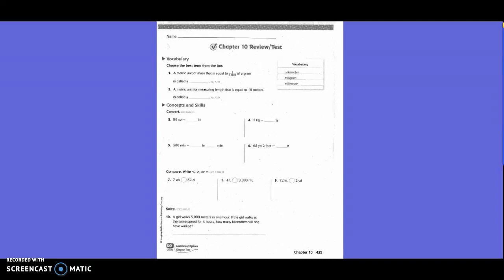Fifth grade, Chapter 10 review, vocabulary. Choose the best term from the box. A metric unit of mass that is equal to 1,000 of a gram is called a milligram. A metric unit for measuring length that is equal to 10 meters is called a decameter.